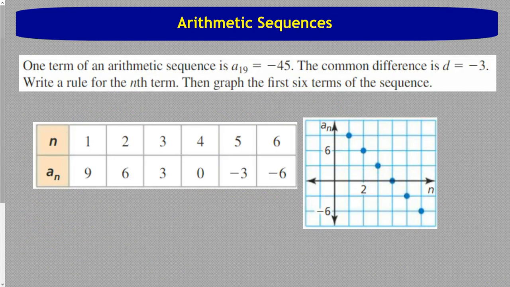Oh, there's a much better graph, right? So we just plot those initial terms. 1, 2, 3, 4, 5, 6.